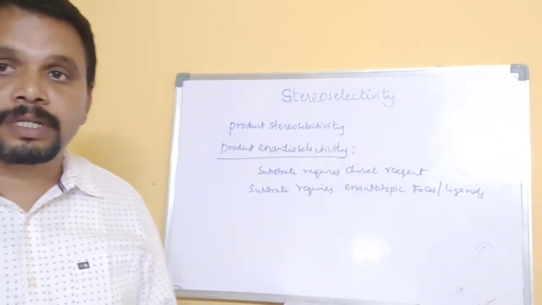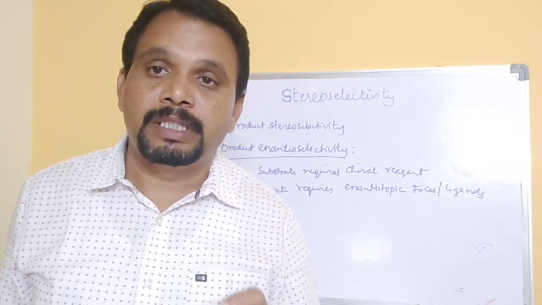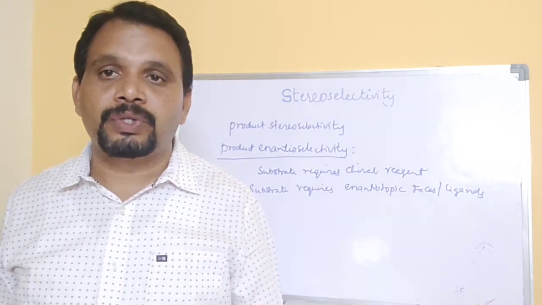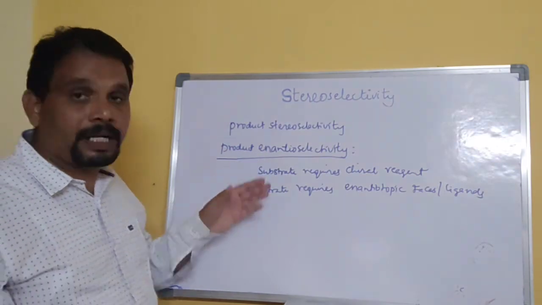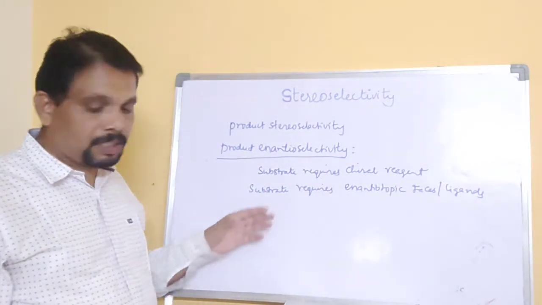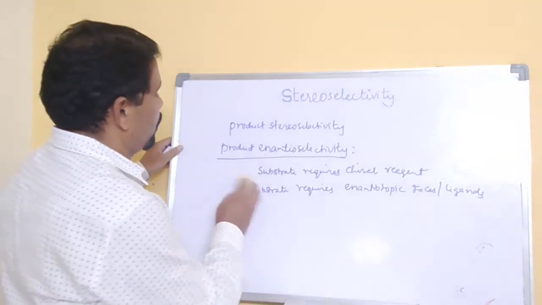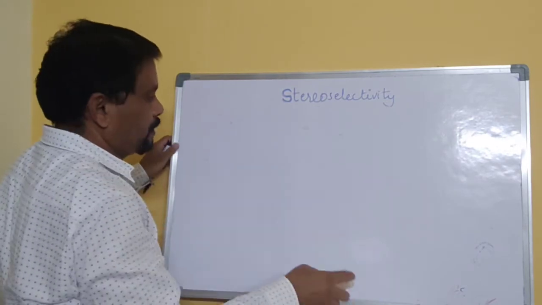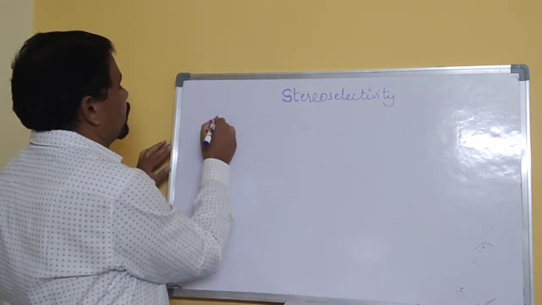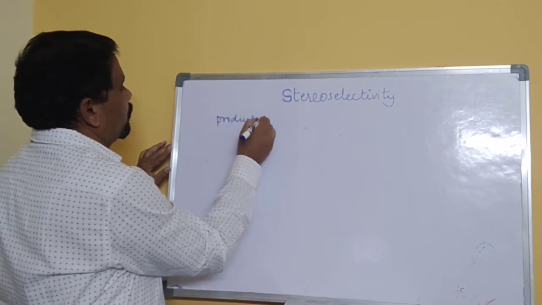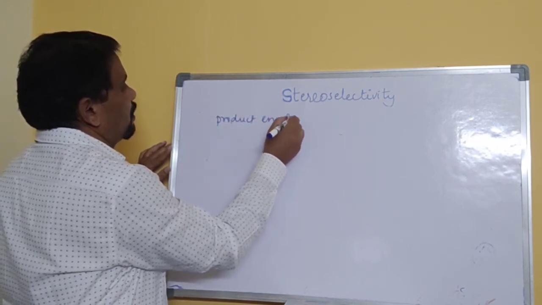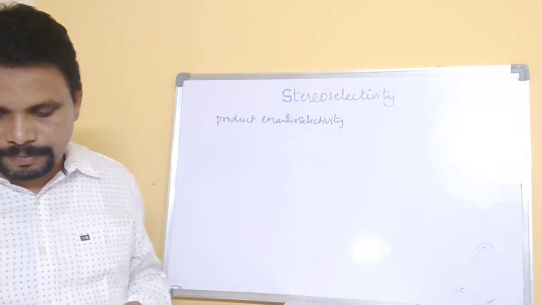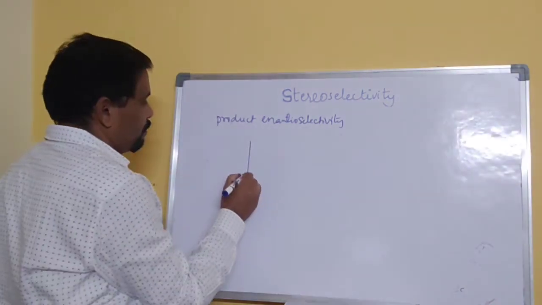Chiral reagents. Without a chiral reagent, without a chiral environment, you cannot synthesize enantiomers or carry out product enantioselective reactions. So these are the conditions, the requirements, for product enantioselectivity. So I'll give you examples.